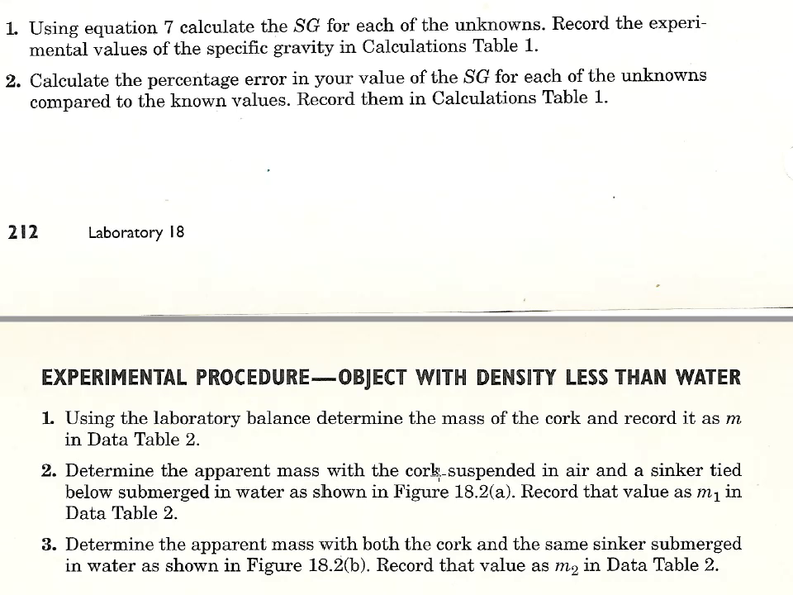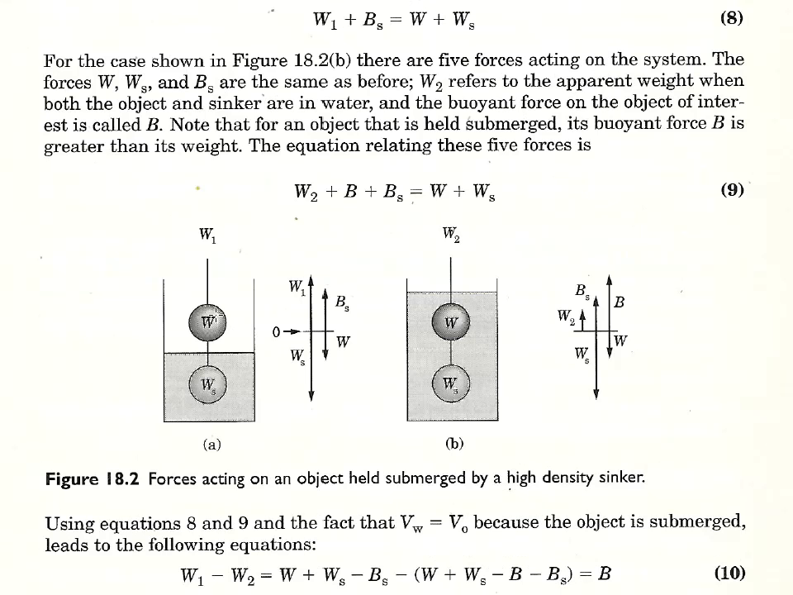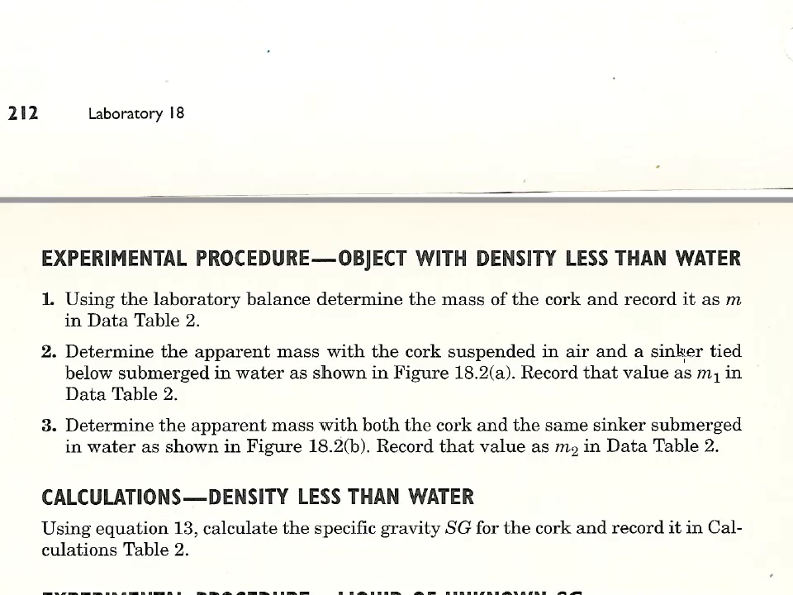Determine the apparent mass with the cork suspended in air and a sinker tied below submerged in water, as shown in figure 18.2a. Okay, so here we'll have the cork above the water and another mass below the water. What kind of mass was that? It just says sinker, so it doesn't specify what material the sinker is.